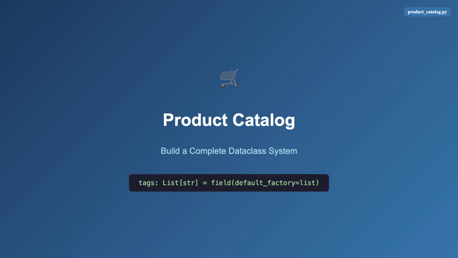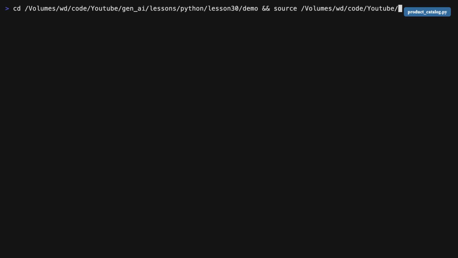Now let us combine everything into a real product catalog system. Product uses field, Dunder post init for validation, and properties for computed values. Catalog manages a collection with filtering and aggregation. Let us build the product catalog with all Dataclass features combined.